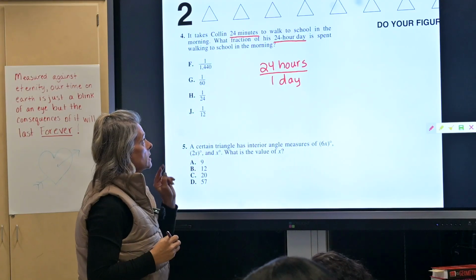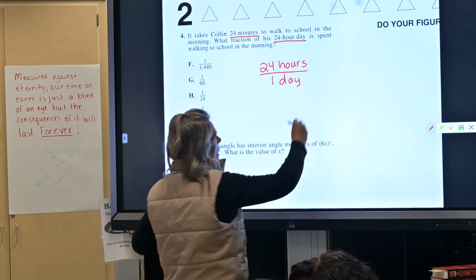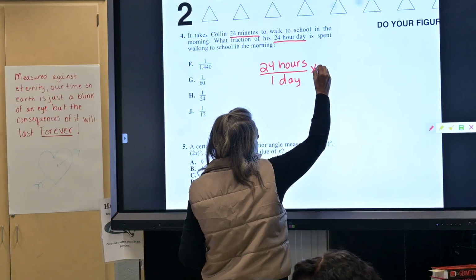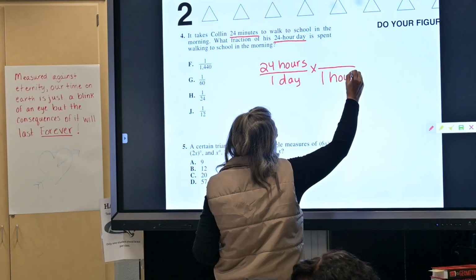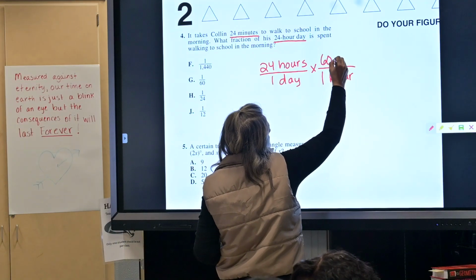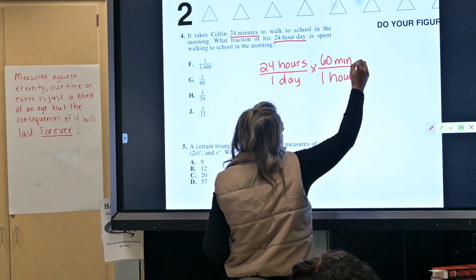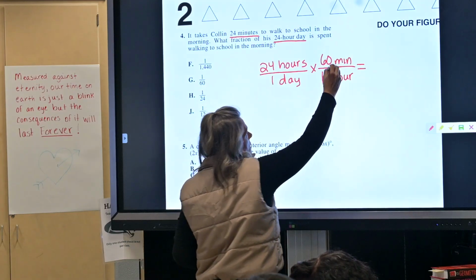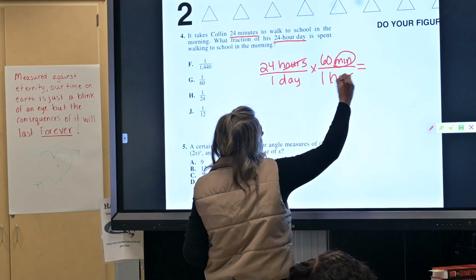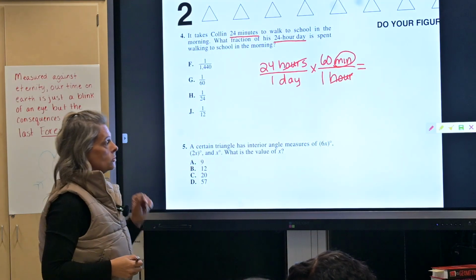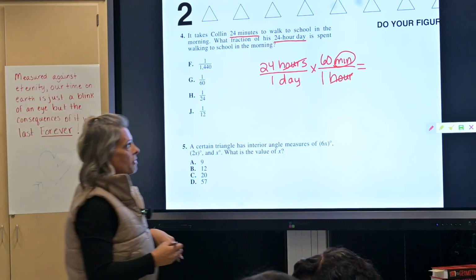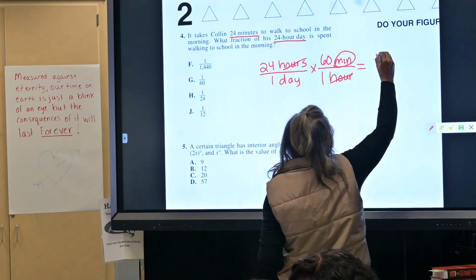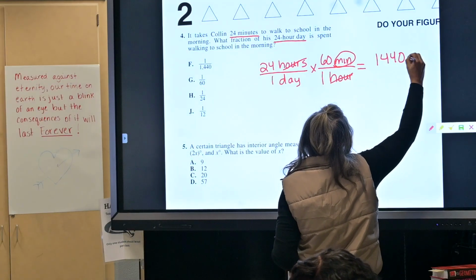Okay, so I need to go from hours to minutes. Since hours is on top, we're going to put hours on the bottom. So 1 hour is 60 minutes. Okay, I have minutes, and that's what I'm looking for. Okay, so now all I'm going to do is multiply 24 by 60, which gets me 1,440 minutes.